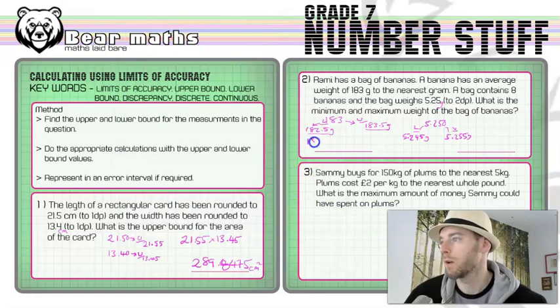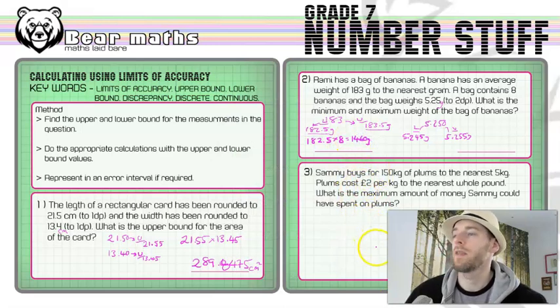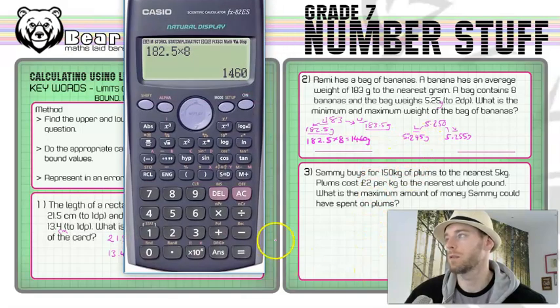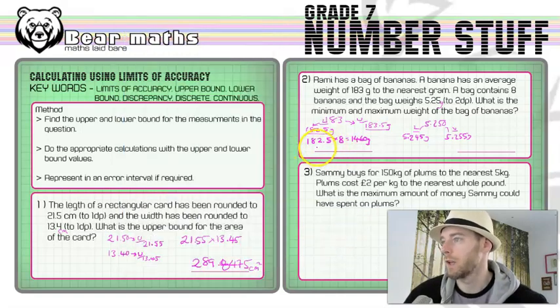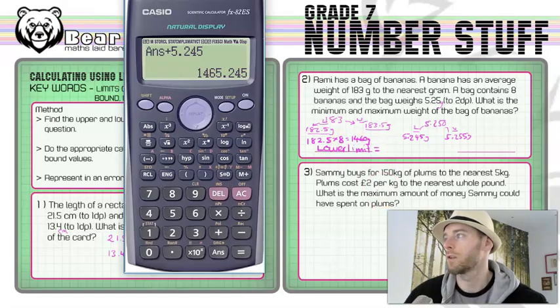And I'm going to write down what I did. 182.5 multiplied by 8 equals 1460 grams. And then I'm going to add on the smallest weight of the bag to that. So that's going to be plus the 5.245 equals. So we get final answer for the lower limit equals 1465.245.